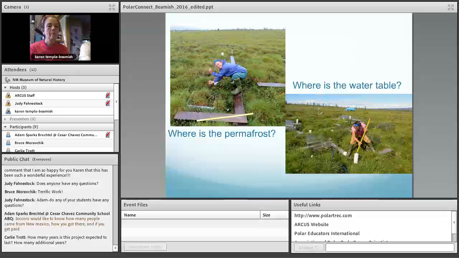Quick question from the museum. Has someone been modeling the depth of thaw versus the temperature rise? The average temperature rise in the Arctic?